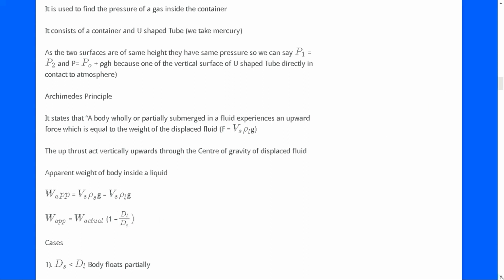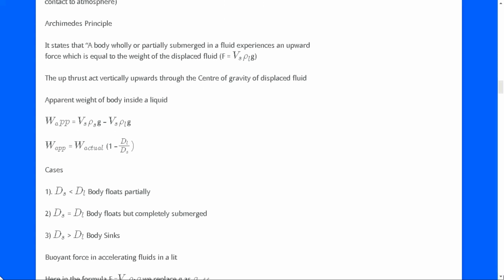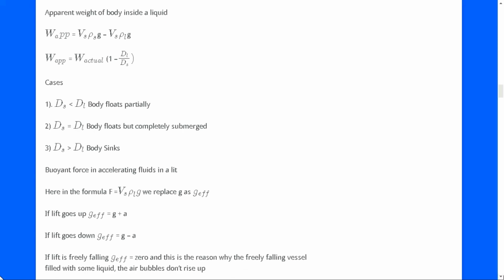Okay, we have completed the Archimedes principle and we have 3 cases and a lift case. First case, if the density of the solid is less than the density of the liquid, here it is the negative term, so the weight apparent will be greater than the weight actual. Here, density of solid is less, so the term becomes positive, minus positive is negative.